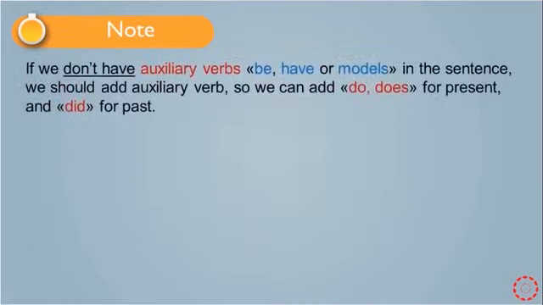We have an important note here. We have to pay attention. If we don't have an auxiliary verb, it means if we don't have verb to be or verb to have or modals, as we mentioned in the previous slide, in the sentence we should add an auxiliary verb. So we can add do or does for the present tense and did for the past.